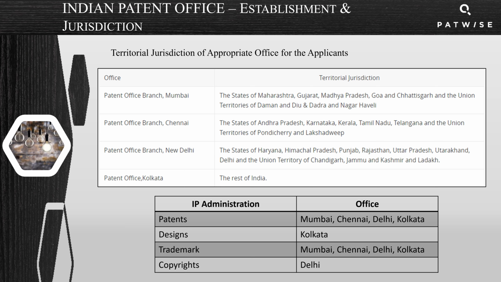Apart from these, each of these patent offices also has administrative functions. The Patent Offices of Mumbai, Chennai, Delhi and Kolkata process the patent applications. Design applications are processed by the Patent Office Kolkata. Trademark applications are subsequently processed by the individual Mumbai, Chennai, Delhi and Kolkata Patent Offices. Copyrights are governed under the Patent Office of Delhi.